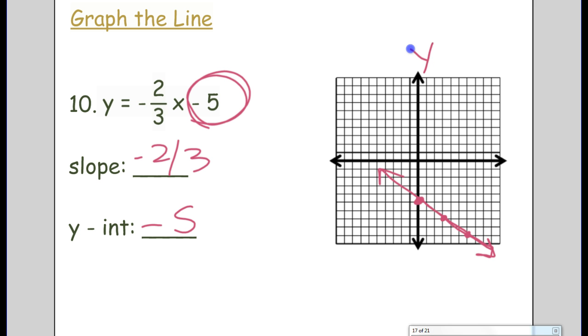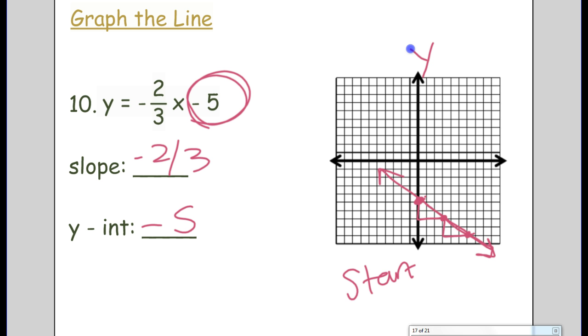So we went to the y-axis and we went down 5. And we put a dot. That's your starting point. Then we read the slope is -2/3. Negative means go down. So we went down 2 over 3. Down 2 over 3. That's how you do slope. Right?